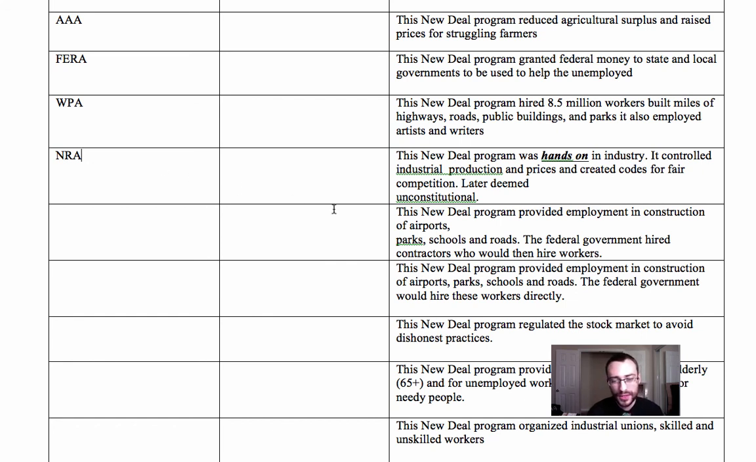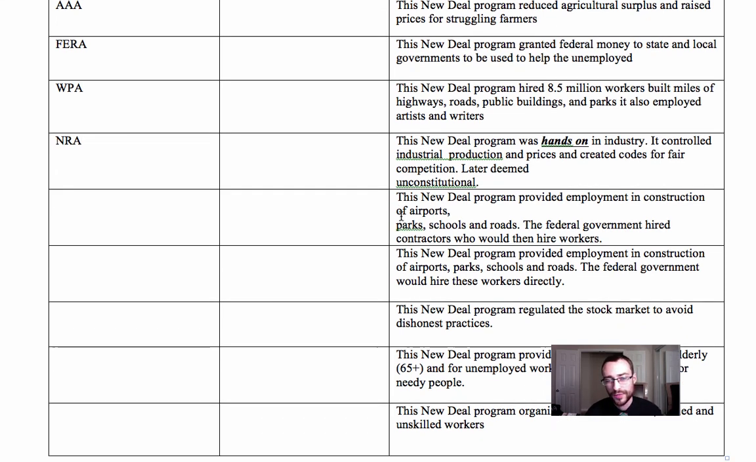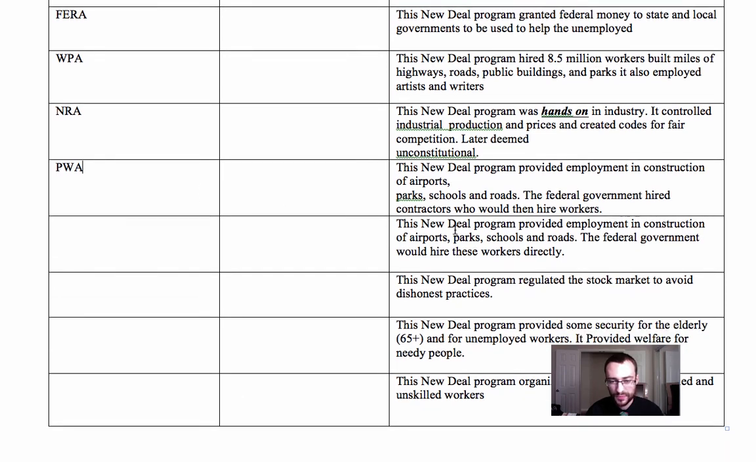Administration. This New Deal program provided employment in construction of airports, parks, schools, and roads. The federal government hired contractors who would then hire workers. So this is the Public Works Administration, PWA. The next one, very similar, however, this one is going to hire workers directly, and that is the Civil Works Administration, the CWA. This New Deal program regulated the stock market to avoid dishonest practices, the Securities and Exchange Commission.